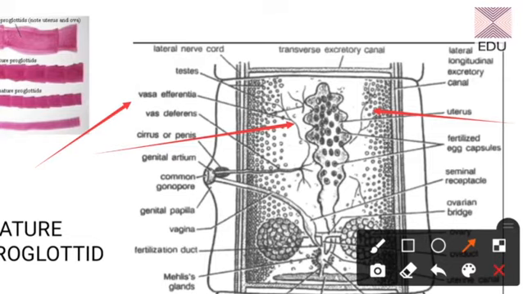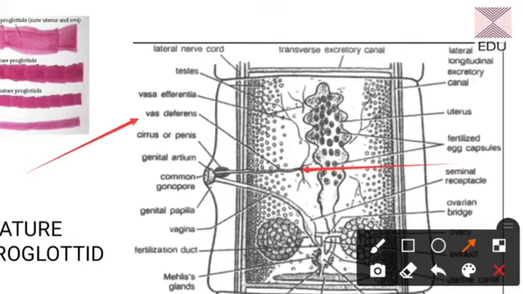They are fine canals coming from each of the testes, and they join together to form a large vas deferens. So efferens join to form the deferens. We have labeled it here as the vas deferens. The vasa efferentia join to form the vas deferens. This is the third part.